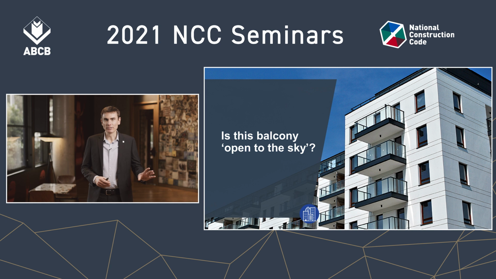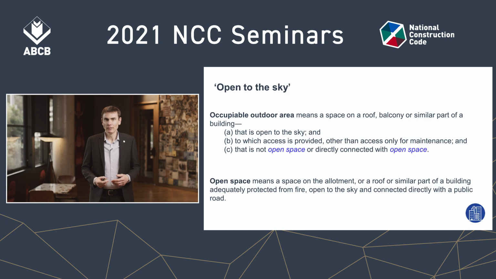However, just about every time we get this question, the inquirer is looking at the definition for occupiable outdoor area, which is a space on a roof, balcony or similar part of the building that is subject to Part G6. And one of the criteria for being an occupiable outdoor area is that you have to be open to the sky. So we'll look at this from the perspective of occupiable outdoor areas.